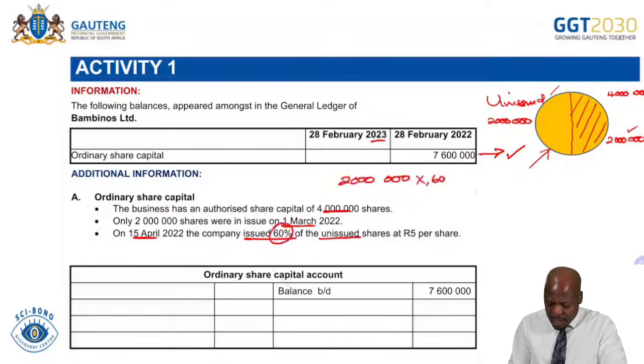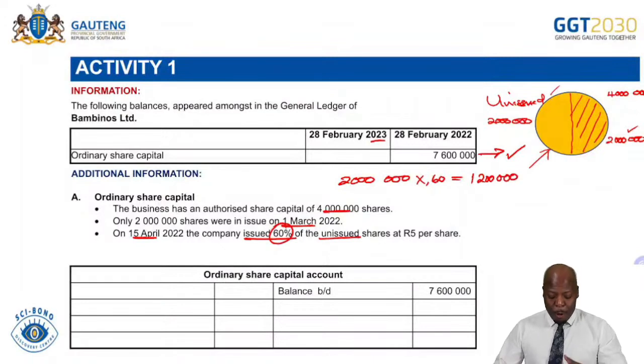All right. How much does that give you? I need calculators, guys. How much does that give us? Thank you. It gives you 1.2 million. 1.2 million shares. So out of the unissued shares, which is 2 million, we have issued 60%, which is your 1.2 million.